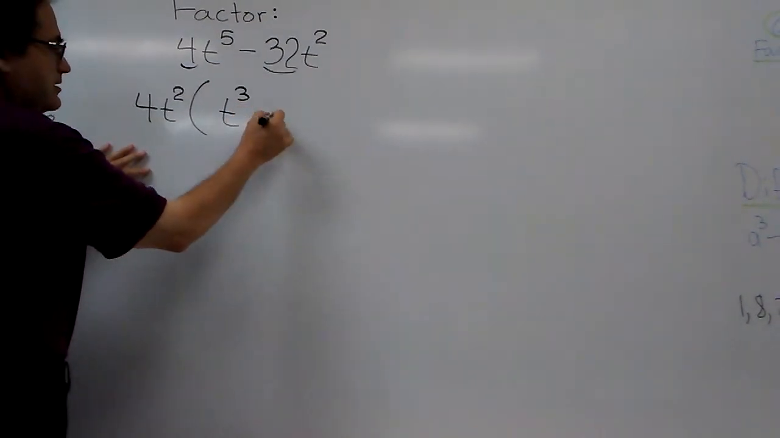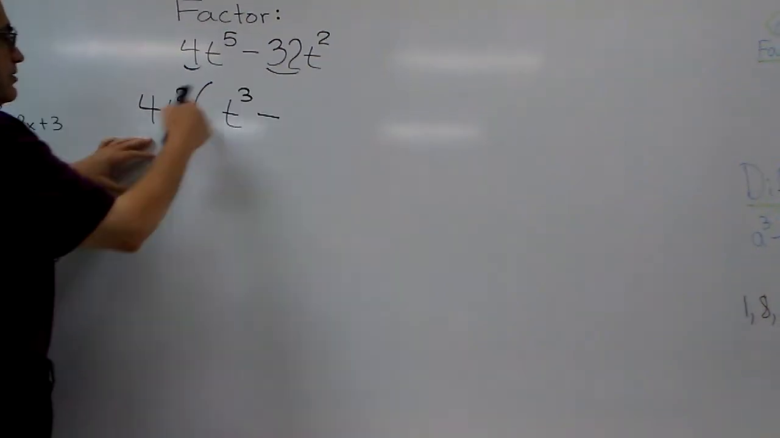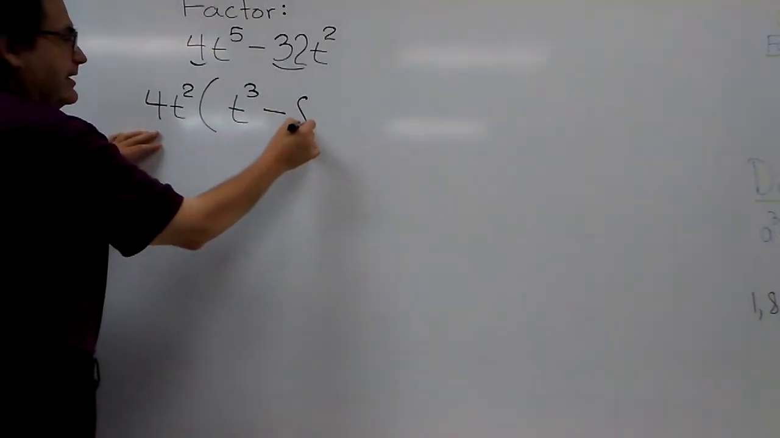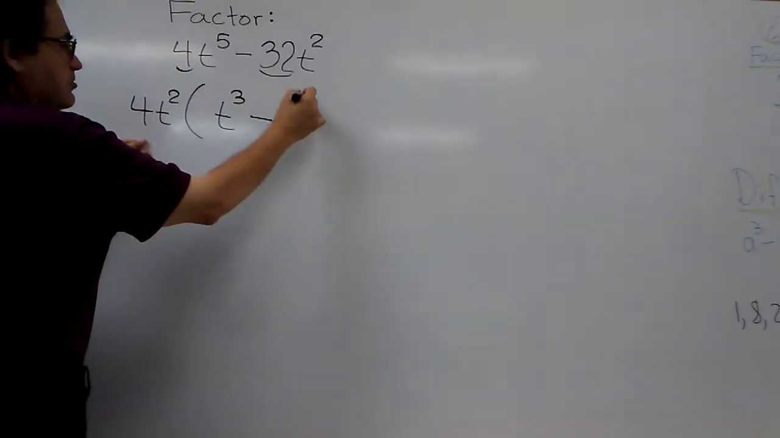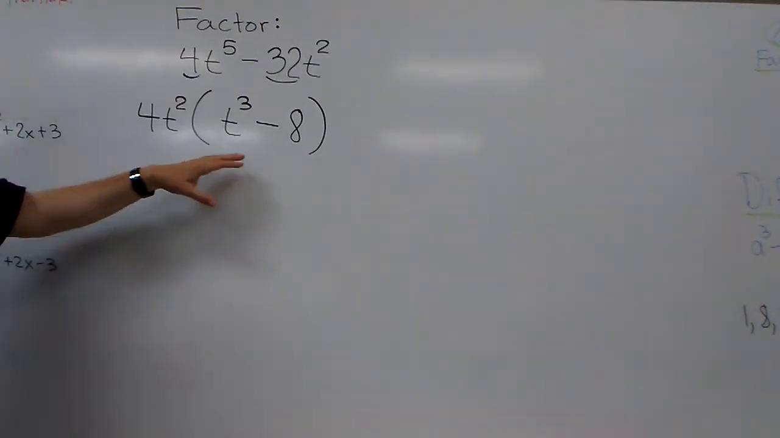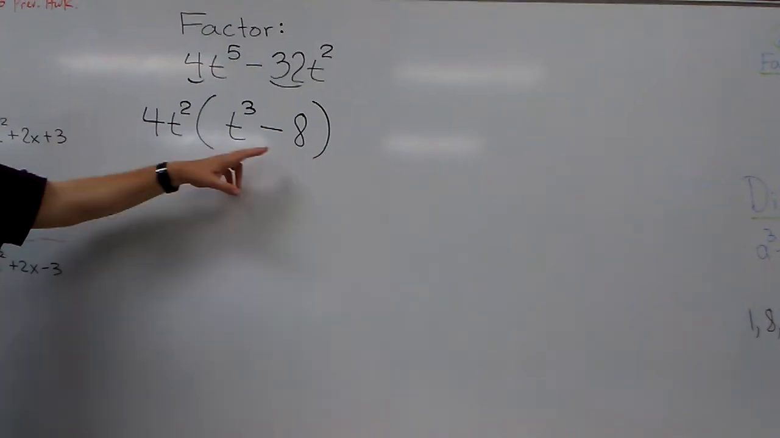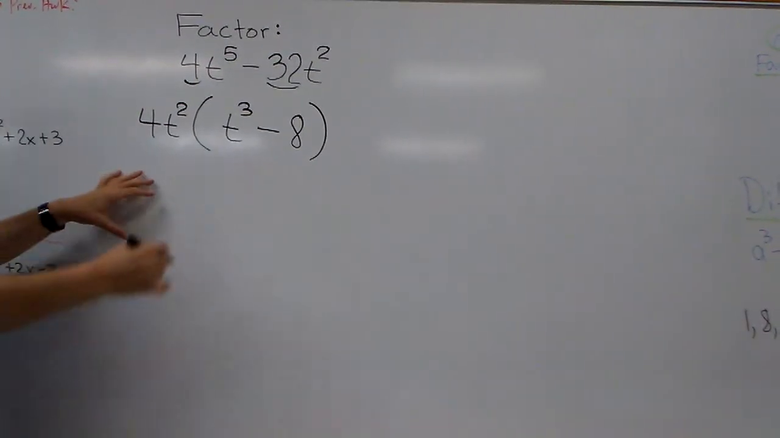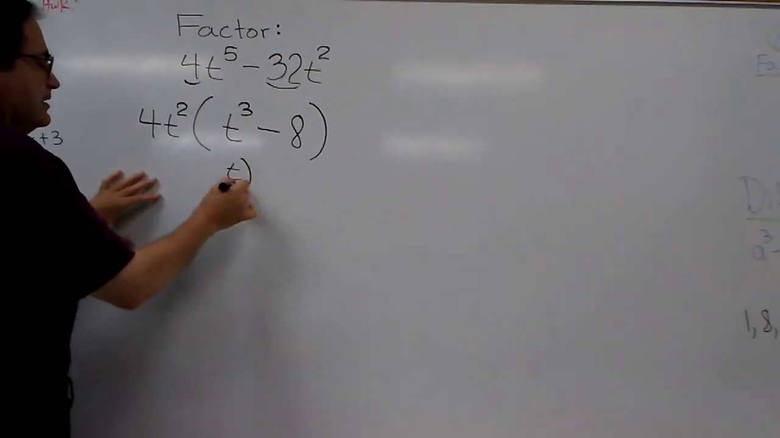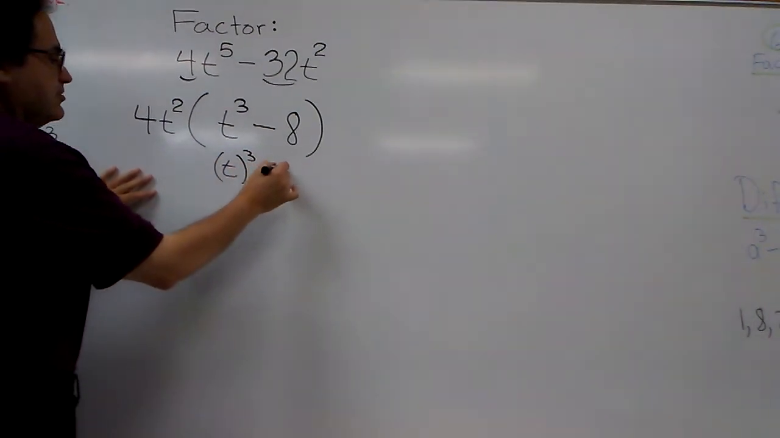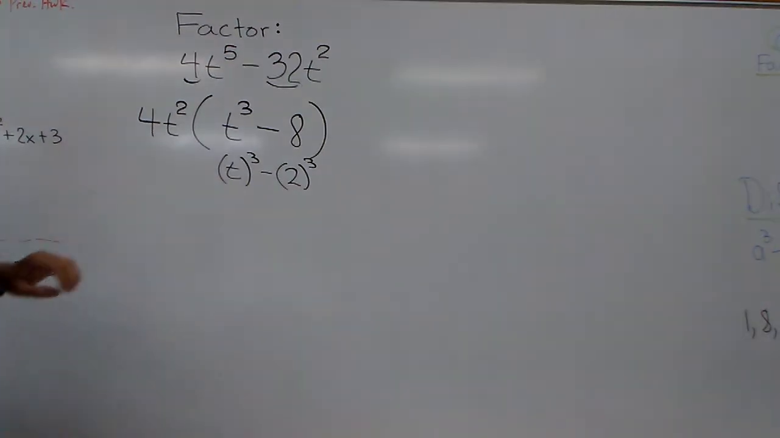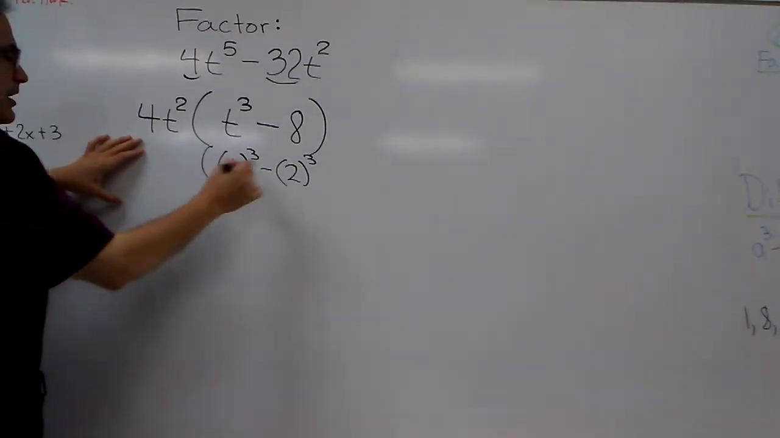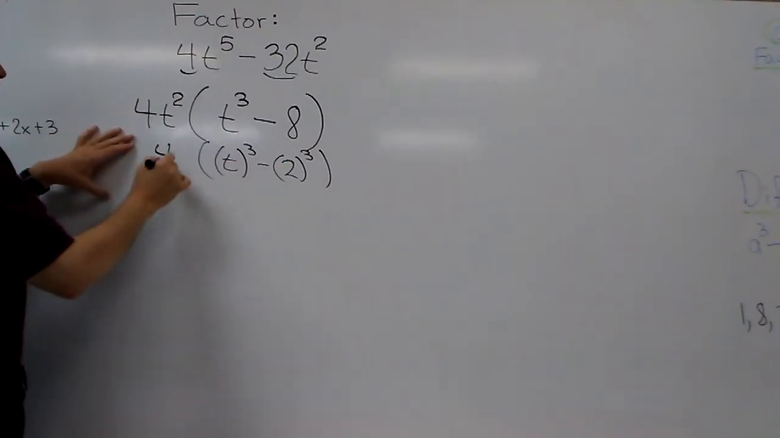And you have a minus, so that's going to be minus. And then 32, we factor 4, leaves you a factor of 8. And then t squared, we already factored the t squared. So what we really have here is t cubed minus 8. And we know that 8 is also a perfect cube. So what we really have here is t cubed minus 2 cubed, and we can use the formula for difference of cubes. So we already have our 4t squared here.